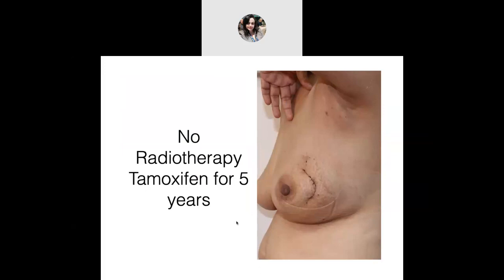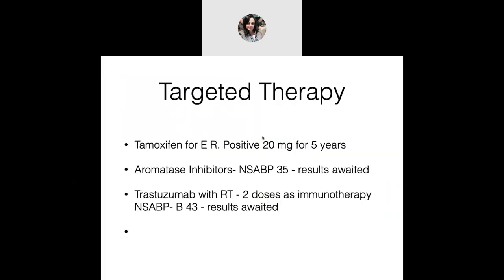So this is the final picture, and because it was very small, the therapist decided not to give any radiotherapy, just tamoxifen for 5 years because it was low grade and very small, microscopic. So a few words about tamoxifen. It's offered only for ER positive tumors, 20 milligram standard dose for 5 years. Recently, there's a trial called NSABP B-35 where aromatase inhibitor has been tried, but we're still waiting for the results.